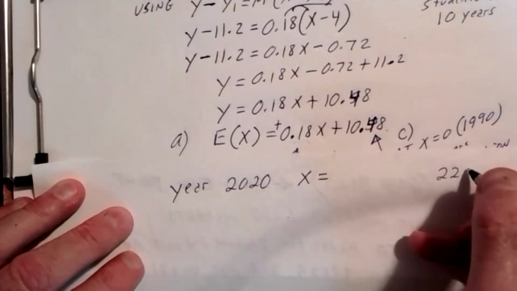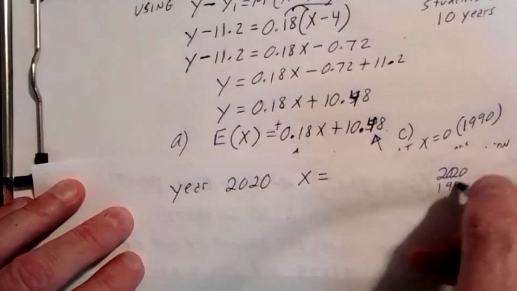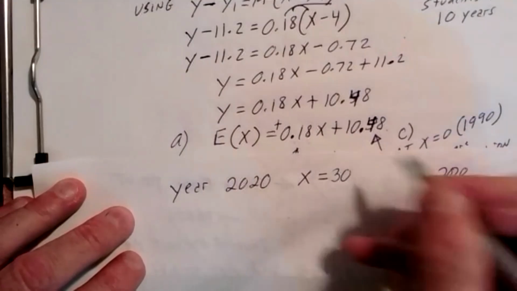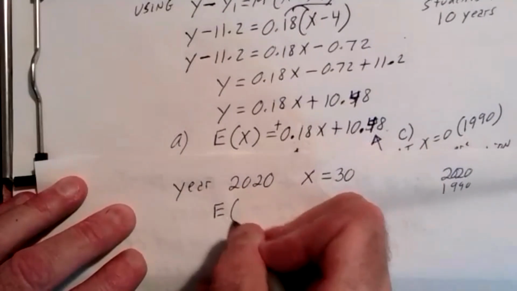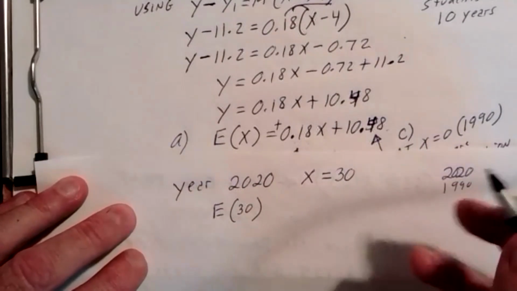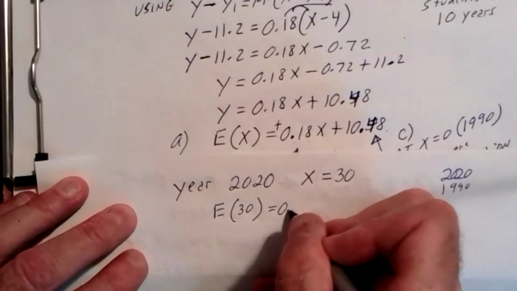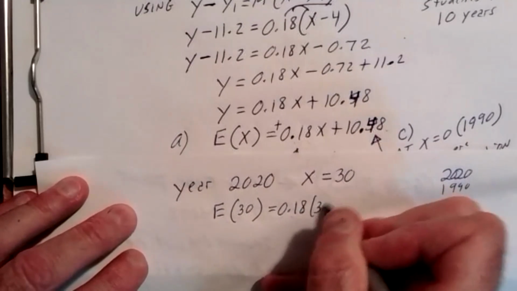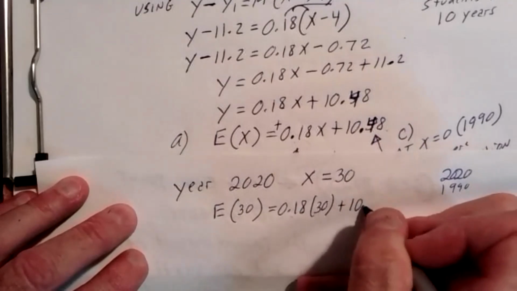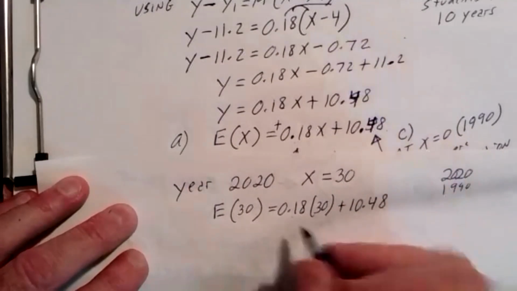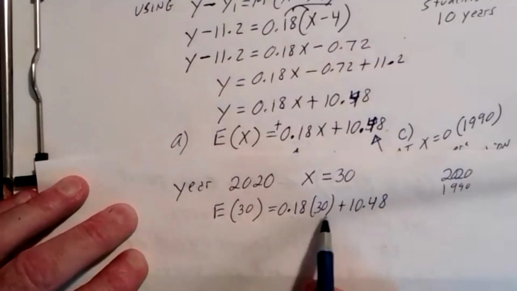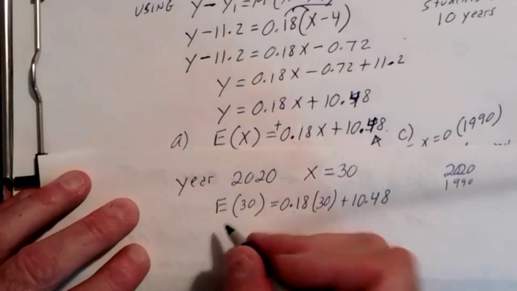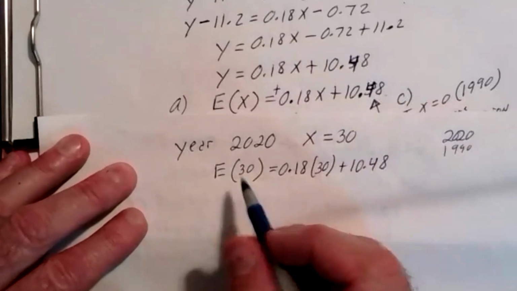30. Yeah, 2020 minus 1990 would have to be 30. So we're going to put 30 into our enrollment function for X. So it's going to be 0.18 times 30 plus 10.48. Can you dial this up in your calculator for me? What's 0.18 times 30 plus 10.48? What's our enrollment going to be in the year 2020?